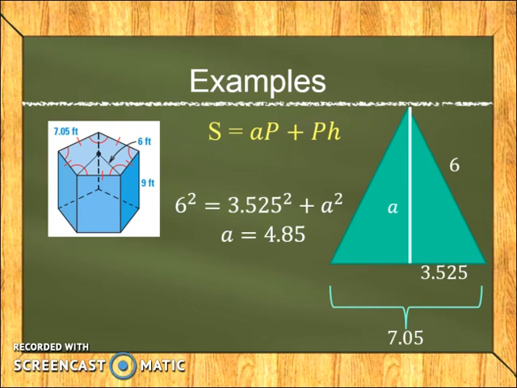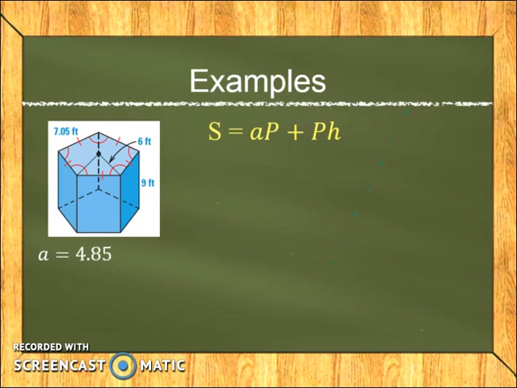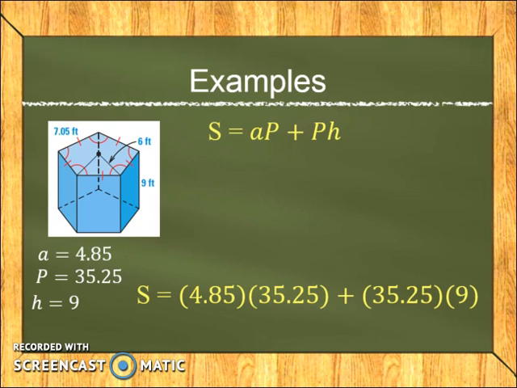So the perimeter: there are 5 sides because it's a pentagon. The side length is 7.05, so we do 5 times 7.05, and we find that the perimeter is 35.25. So we know our capital P, we know our apothem, it's 4.85, and the height of the prism is 9, because it's the distance from pentagon to pentagon, and that's on the picture there. So now we just plug into our formula, 4.85 times 35.25 plus 35.25 times 9. That gives us 488.2125 square feet.